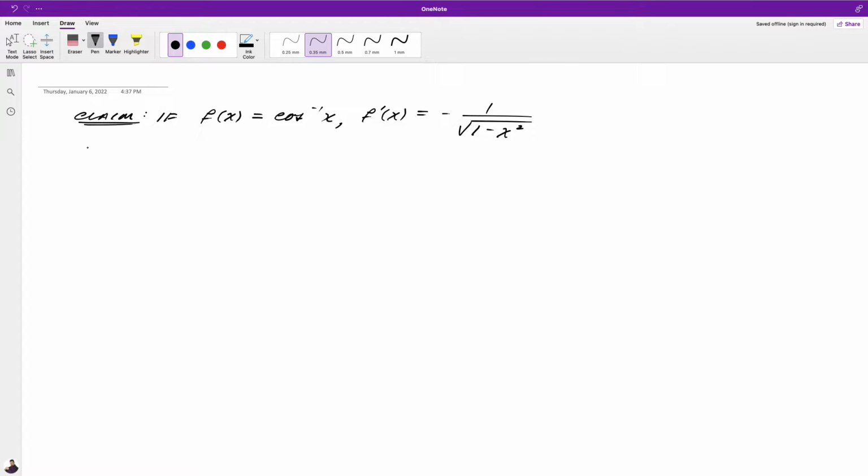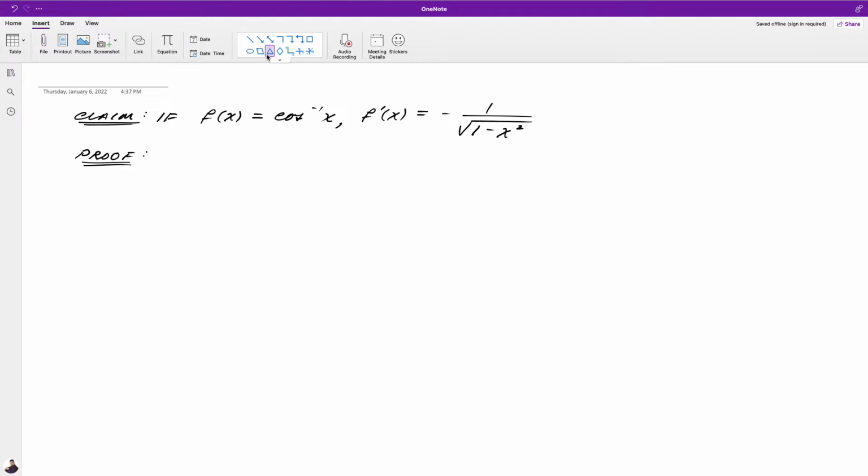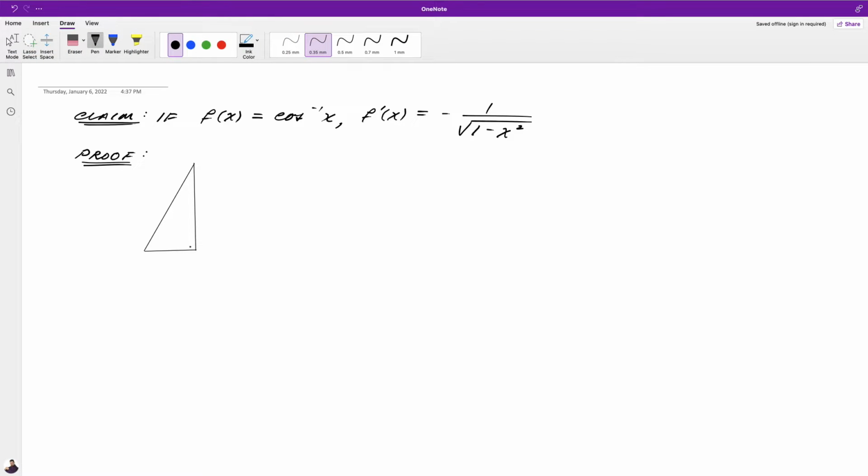So let's prove this. And in order to prove it, I'm going to be using the Pythagorean theorem, implicit differentiation, and of course necessarily the chain rule. I'll also be using the derivative of cosine of x.